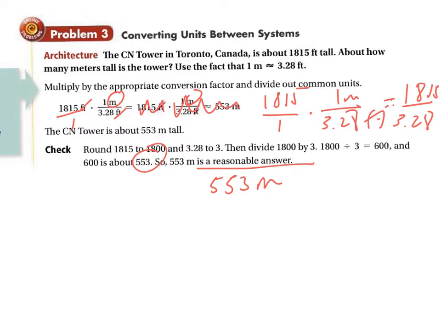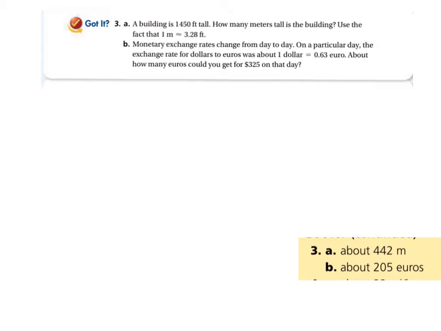And again, is that a reasonable answer? Well, again, you can obviously check that as the discussion goes here. So you divide 1800 by about 3, so 600, so that's pretty close. So again, a reasonable answer, always a good idea to check that. Not a bad idea. So your third got it here.